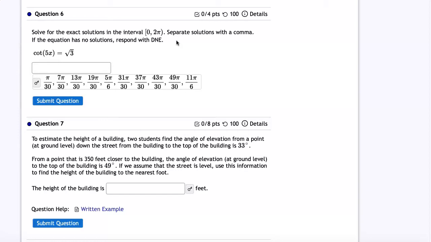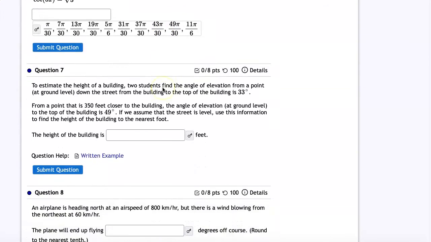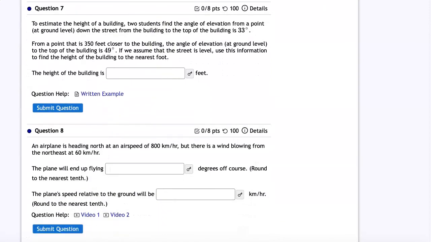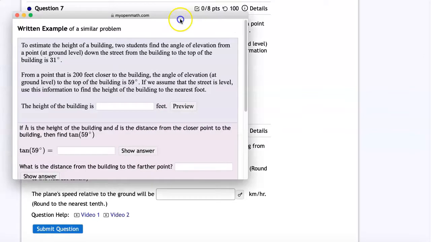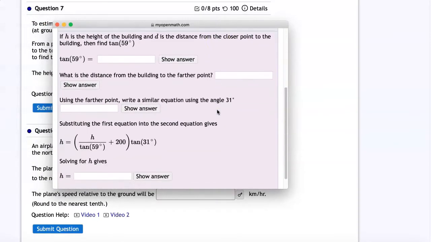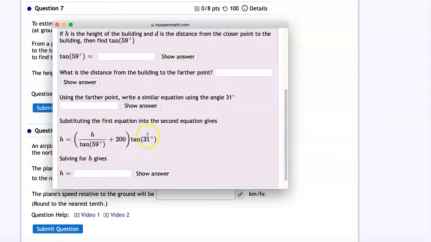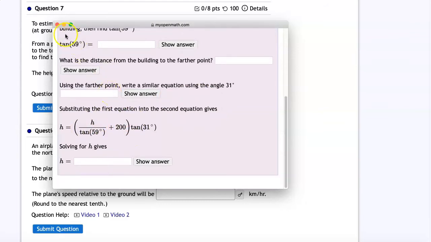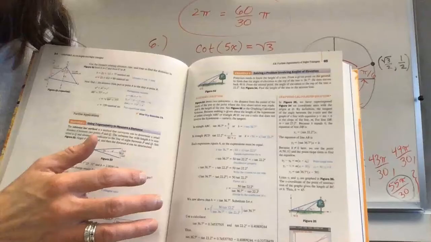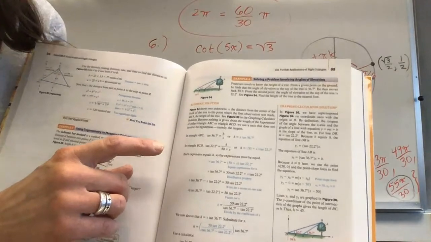Okay, so next let's look at question number 7. For question number 7, there's actually 2 different ways of solving it. One of the ways is shown to you in the written example. This written example uses tangent and a very nasty substitution. This same method is shown to you on page 85 of your textbook.